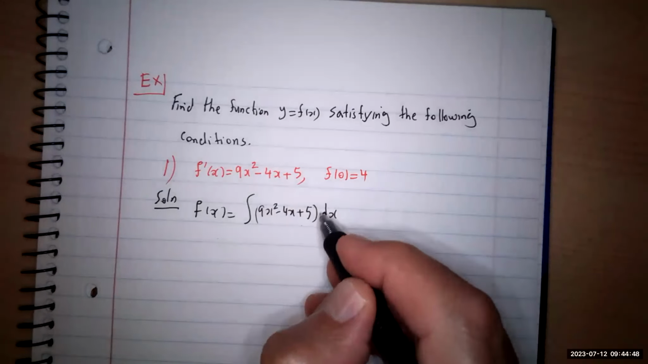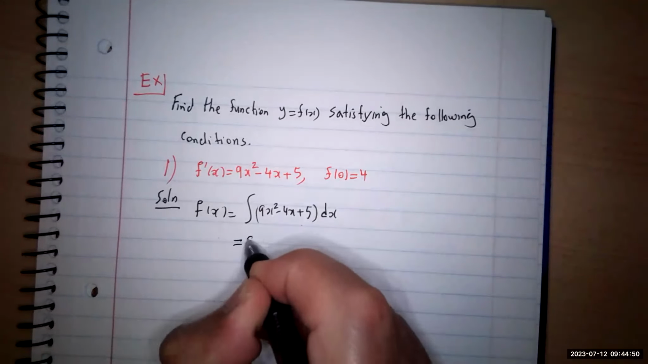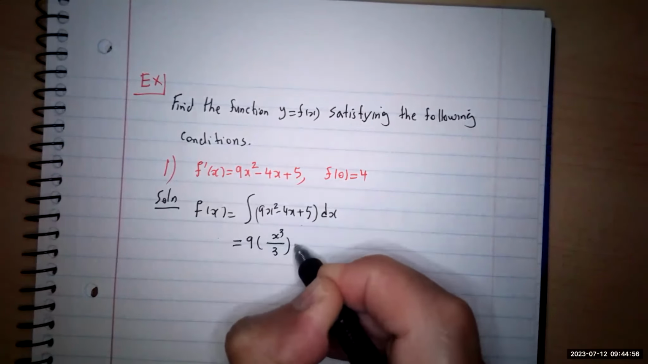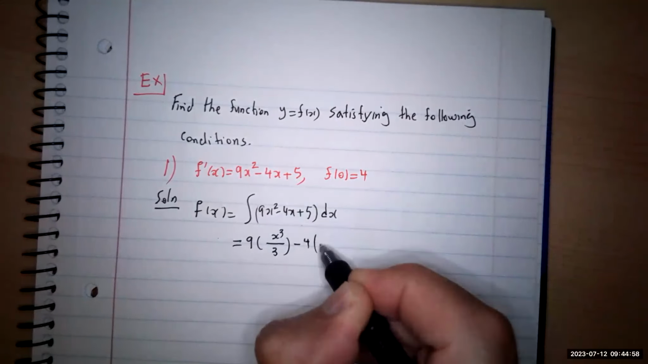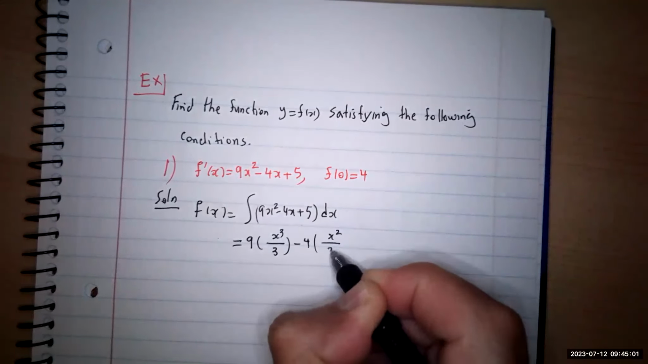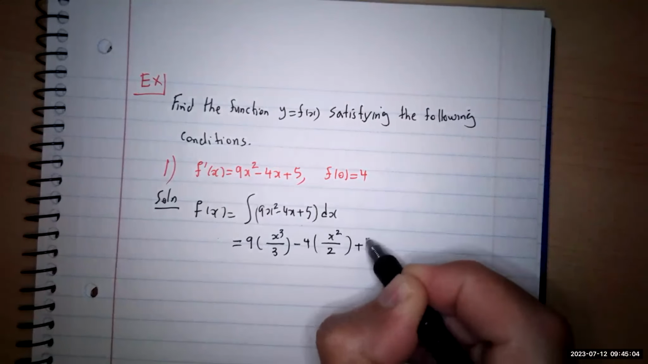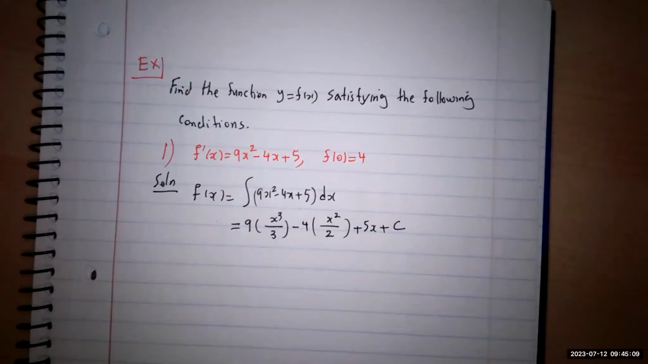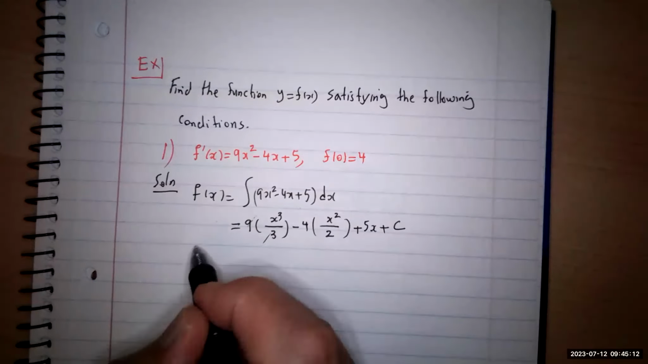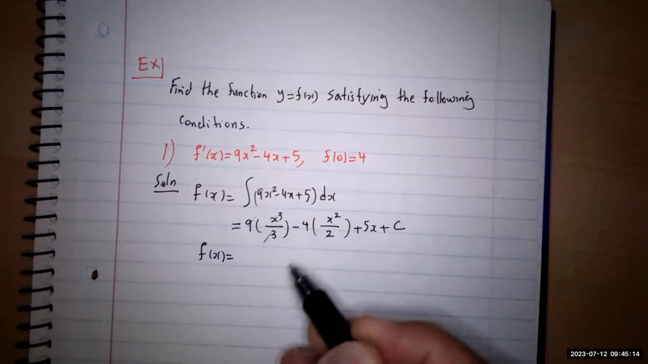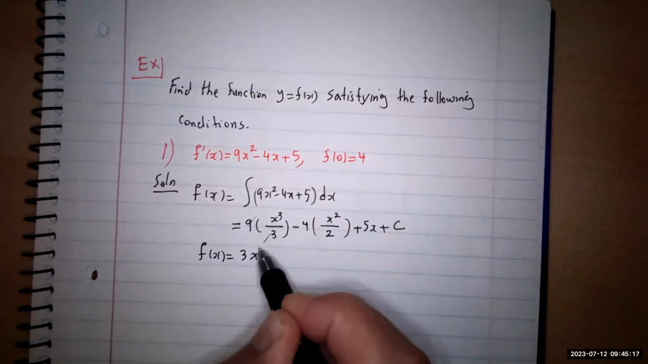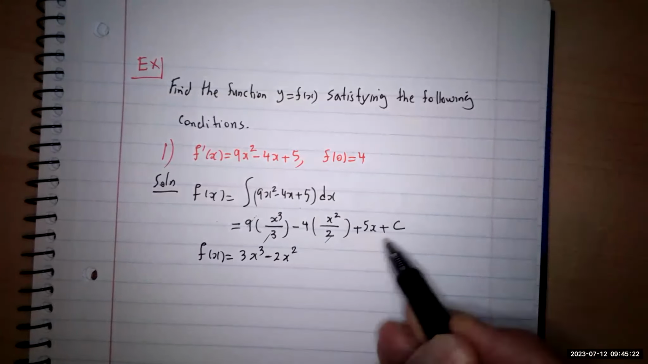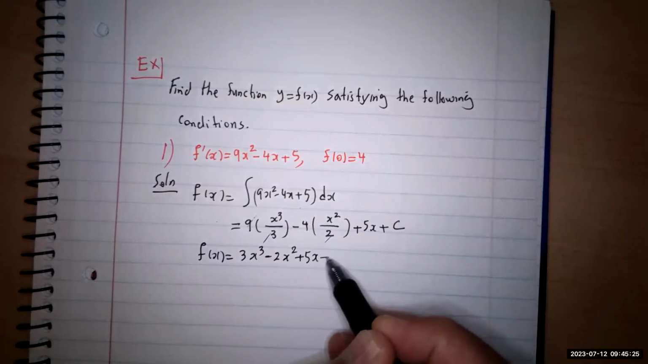So the integral is going to be equal to, we keep the 9. The integral of x squared would be x cubed over 3, minus 4. Move up the power of x, that gives you x squared over 2. And the integral of 5 is 5x, but don't forget the constant c. Simplify it if you can. So f of x equals 3x cubed minus 2x squared plus 5x plus c.